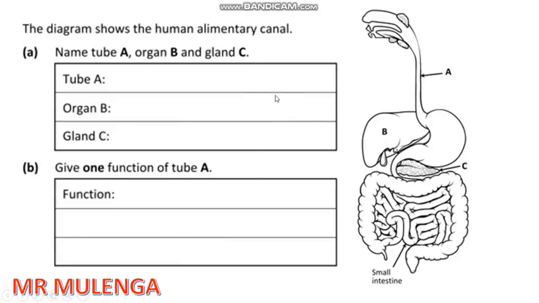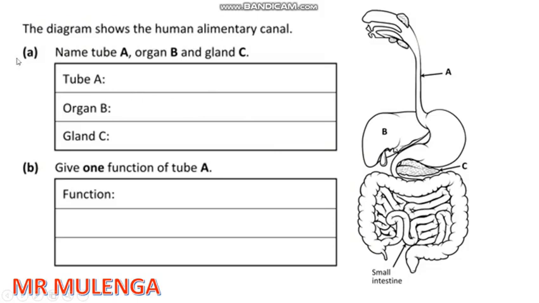So in this presentation, I have a question that is coming from nutrition in animals. The question reads, the diagram shows the human alimentary canal. So this is the diagram that is showing the human alimentary canal, and this diagram is labeled A, B, C.